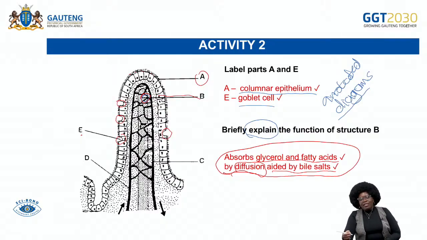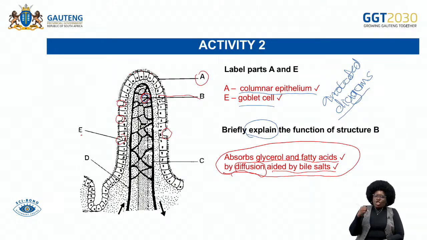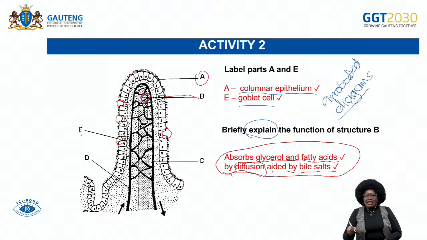Do you know that learners have a misconception? They think that the gallbladder secretes bile. No. The liver secretes bile. And the gallbladder is the storage space for what? It is the storage space for bile that was secreted by the liver until there's a need.